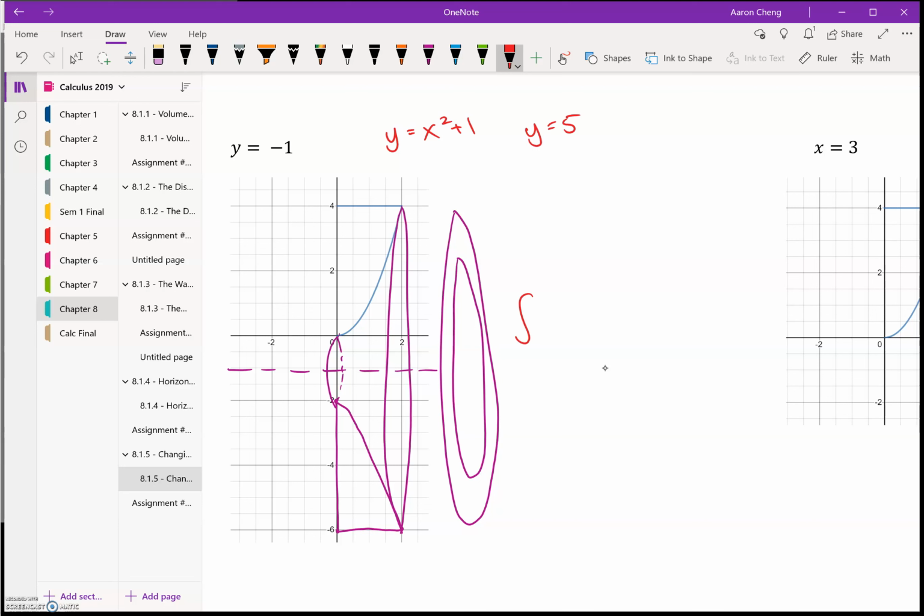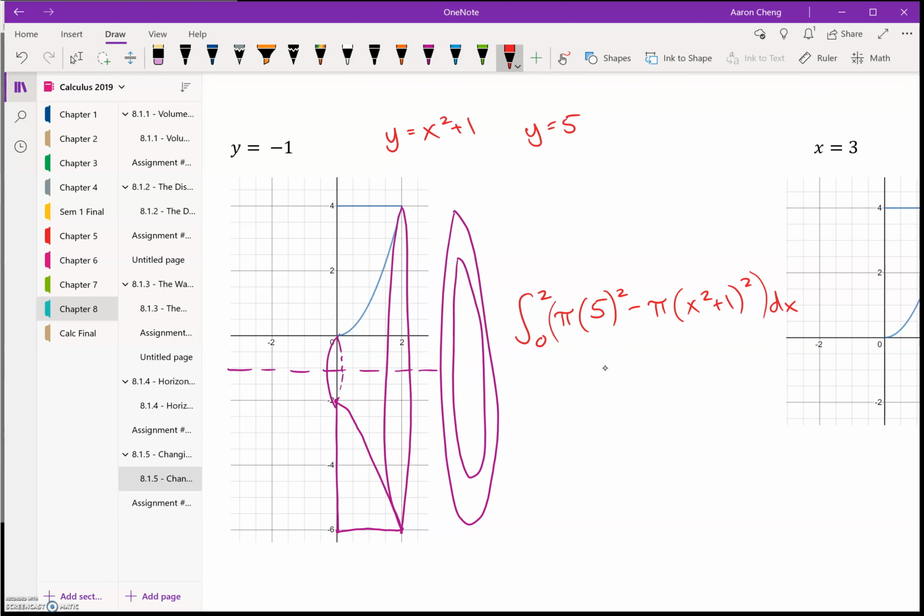So we are now going to integrate from 0 to 2, because that's our total height there of our cylinders. And we're going to do our two equations. Now our radius is going to be 5, so we're going to do pi r squared, so 5 squared. And we're going to subtract our inner function. So our inner function is going to be pi times (x squared plus 1) squared. And all of this is dx.